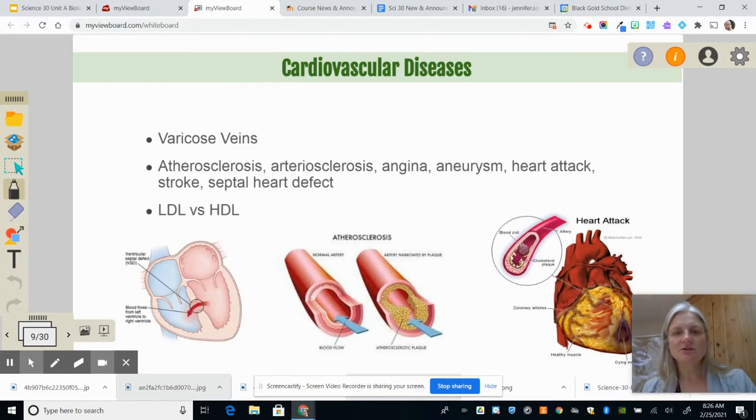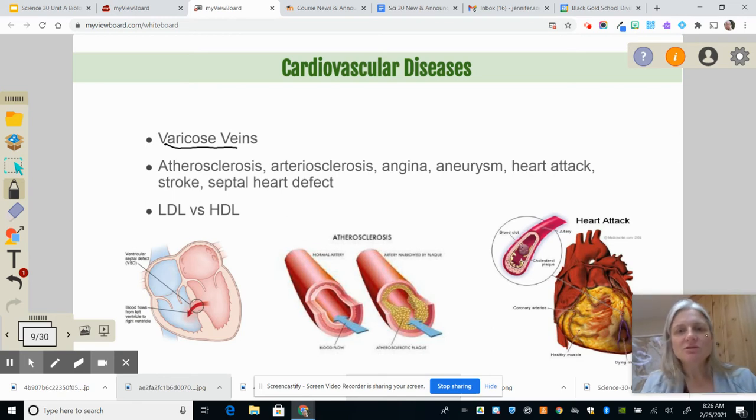Cardiovascular disease. There's a few that you just want to make sure you understand. The section on cardiovascular disease. Again, there was a whole lesson on this, but this is just a little summary. We talked about varicose veins. This is when the valves in the veins weaken and the blood starts to pool down low because it can't get back up to the heart as efficiently.